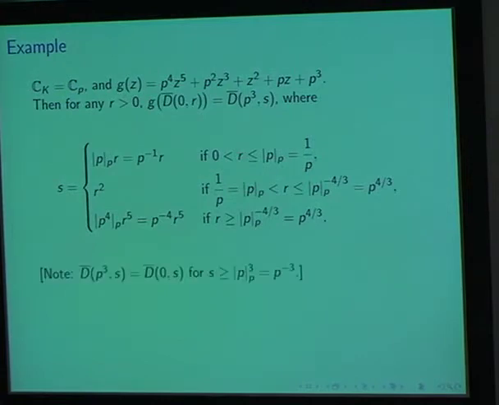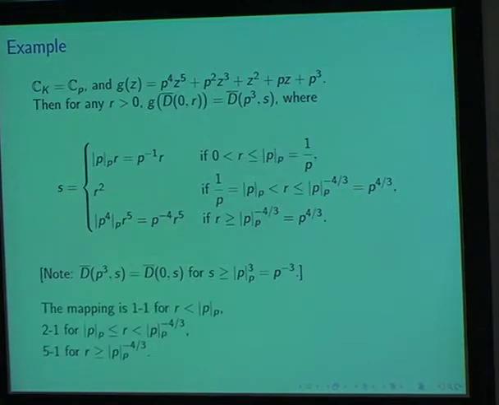By the way, a little side comment: since disks can be centered at any point of the disk, as soon as S gets large enough that 0 is actually in the disk of radius S centered at p cubed, you may as well call it the disk centered at 0, right? Again, as soon as the point's in the disk, you may as well call it the center. So if you prefer the image disk to be centered at 0, you can do that once S gets up to be p cubed, or equivalently, if R gets up to size absolute value of p squared.